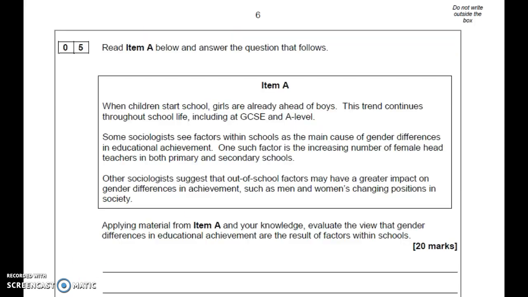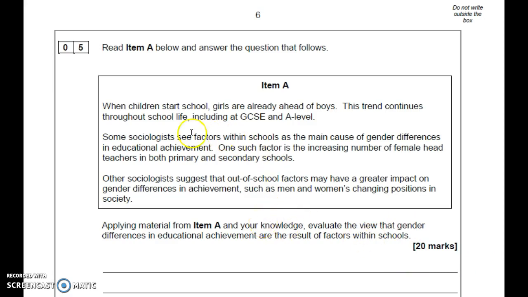Okay. Moving on to the bigger questions. So now you've got a 20 marker. It is a 20 marker on the AS paper only. If you are doing the full A level, it would be a 30 marker. Okay, but I would structure it pretty much in the same way.